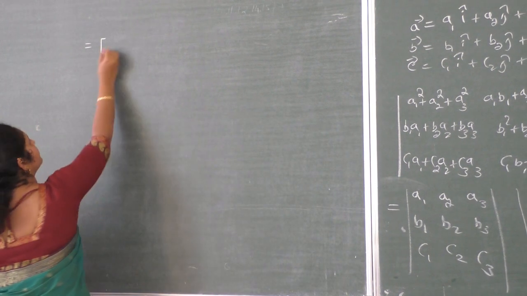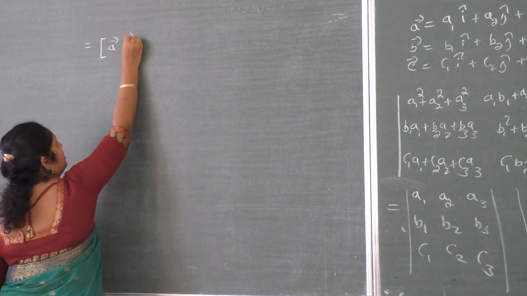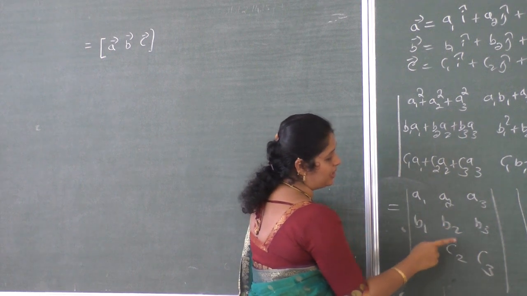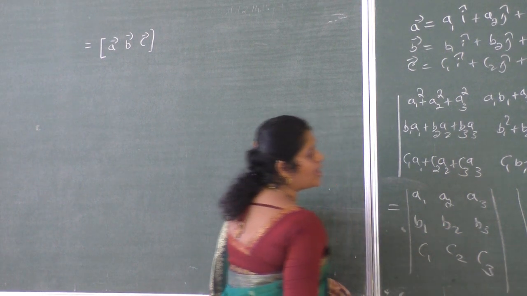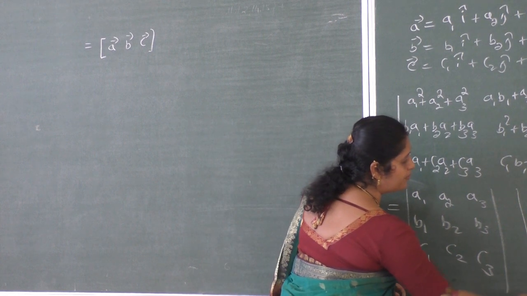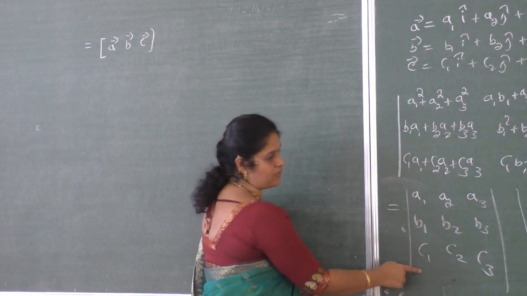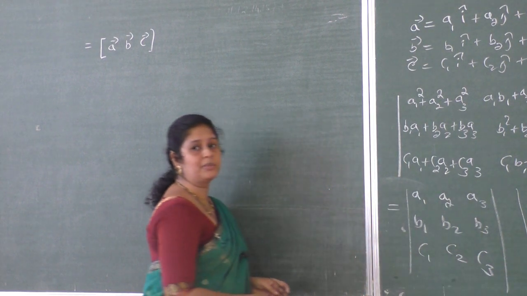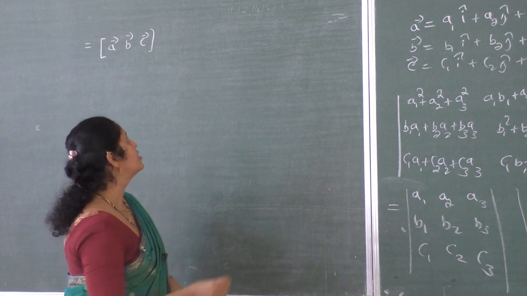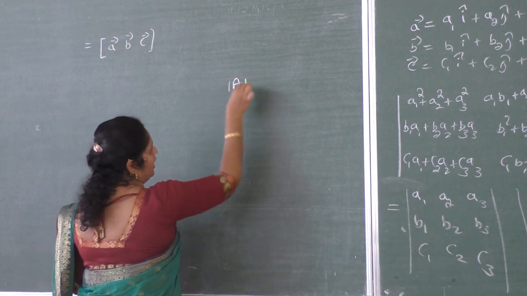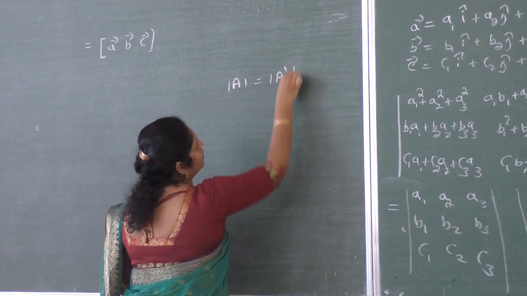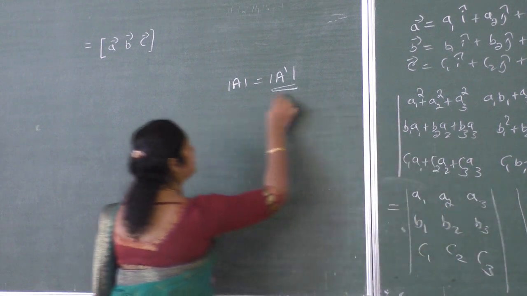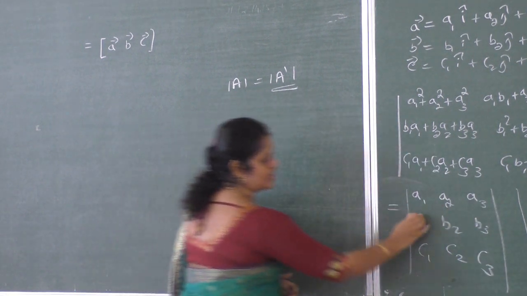Therefore we can write it as the scalar triple product of vector A, vector B, vector C. And the other determinant, you can see, is the transpose of the first one. That means the determinant of A and the determinant of A transpose are the same. So I can write the determinant of A is the same as the determinant of A transpose. So these two are the same.